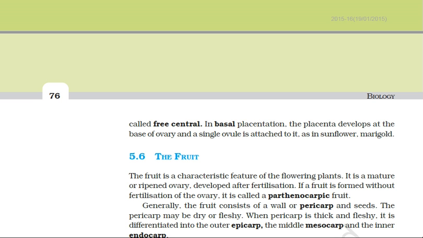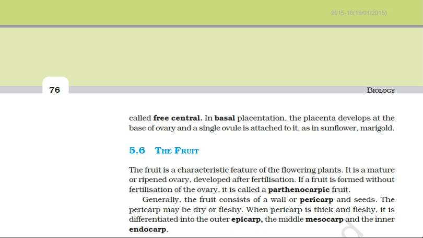Example, banana. I repeat, if a fruit is formed without fertilization of the ovary, it is called parthenocarpic fruit or seedless fruit. Example, banana. In some cases, some floral parts other than the ovary also give rise to fleshy fruits. Such fruits are called pseudocarp or false fruit.